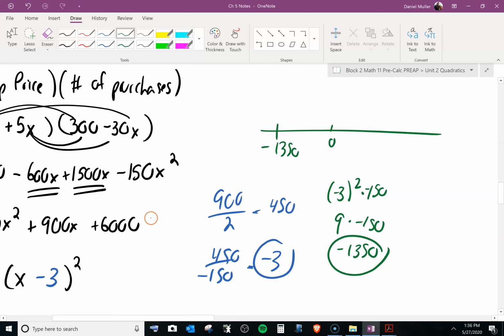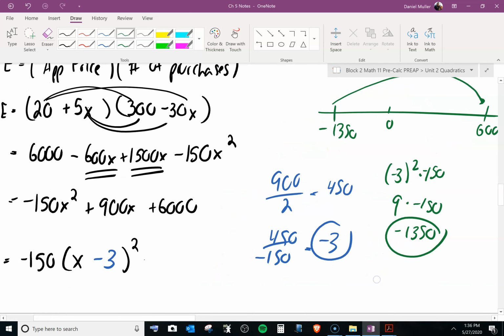Okay, so I'm at negative 1,350 on the number line. Here's 0, and I need to get to 6,000. So I need to go from here all the way to here. So I need to add 7,350. Whoops, 7,350. All right.